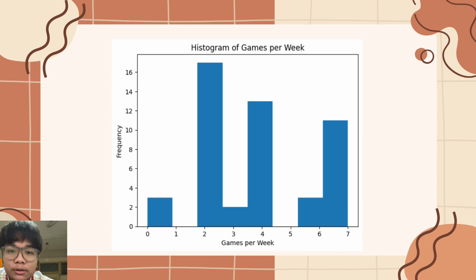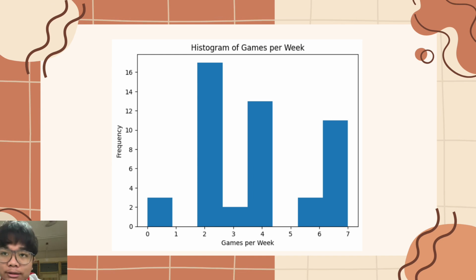Now let's talk about the histograms, and let's start with games per week. The histogram shows the distribution of how many times students play games per week. Most students play games between 2 and 4 times per week, which forms the highest bars in the histogram. Only a small number of students play games very rarely, such as 0 times per week, and a few students play very frequently, around 6 to 7 times per week. Overall, the distribution shows that moderate gaming is more common among students compared to very low or very high gaming frequency.